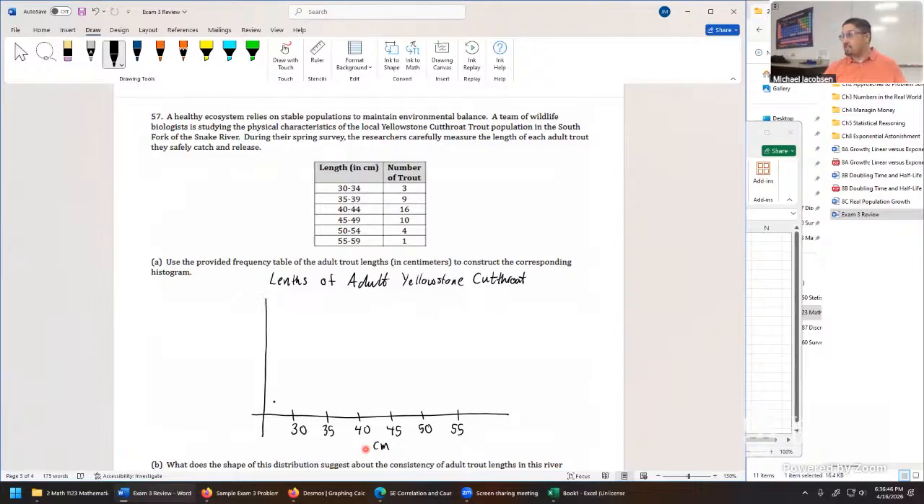Now we need a vertical axis. The vertical axis is going to be frequency. And if you called it a frequency, I would say that's all right. But I think it makes sense to say, excuse me, we should be over here, this column, just to say number of trout, just to make it more specific. So number of trout.